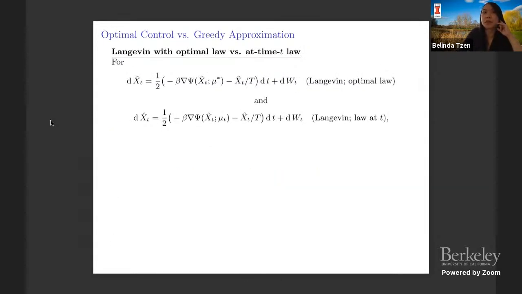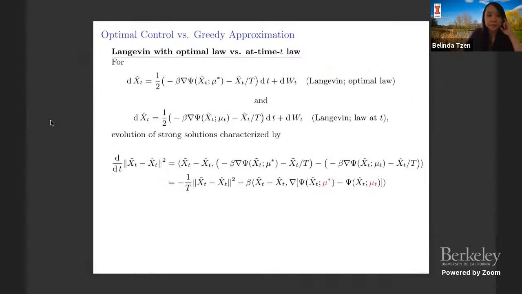Okay, so the last part would be comparing Langevin with the optimal law versus the at time t law, which is what we could actually hope to implement. When we look at these two processes, we can say that any two strong solutions will evolve with the difference in norm. It looks like this, so nothing fancy here. This is an equality. And the thing to note is that we have this -1 over t term, and then this beta term, which will account for some difference between the law at time t and the optimal law at any given time.